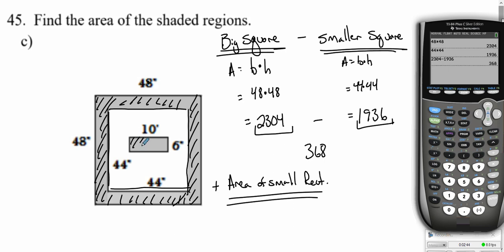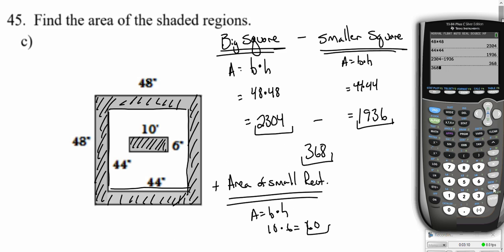But now that's subtracted out all of this. I need to add this little rectangle back into it to find the area of all the shaded parts. This little rectangle here, area of a rectangle is base times height. So we got 10 by 6. I can do that in my head. 10 times 6 is 60. So to get my final answer, I'm going to take this 368 and this 60, and I'm going to put them together.